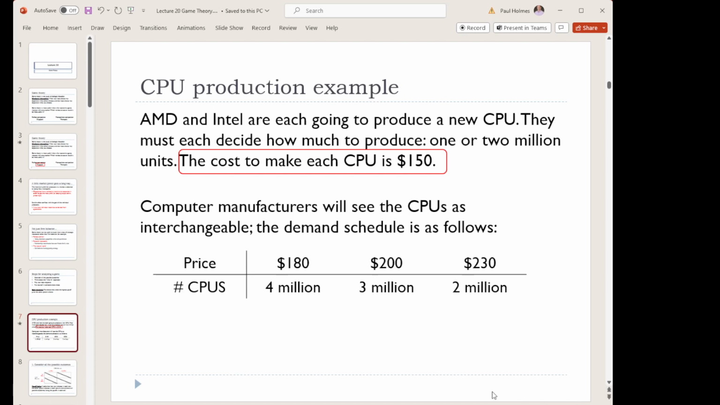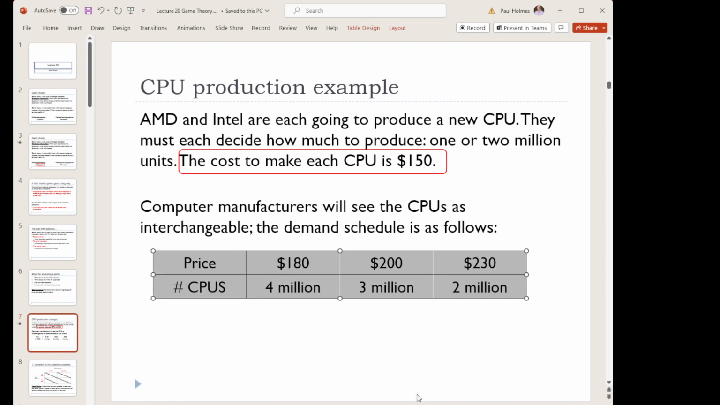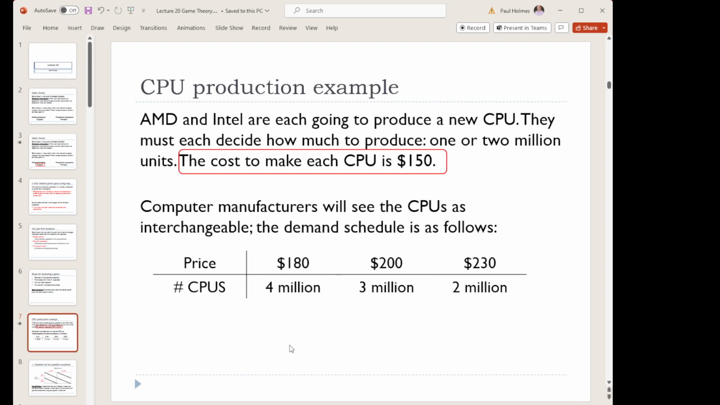Let's imagine that each of them can devote 1 or 2 factories to producing these new CPUs, and each factory will churn out 1 million of these chips. We've got a cost to make each one of $150, and depending on how many total CPUs are produced, the price will change. That is, we've got a demand schedule down the bottom here. Our demand schedule describes what the price will be depending on how many CPUs are produced.